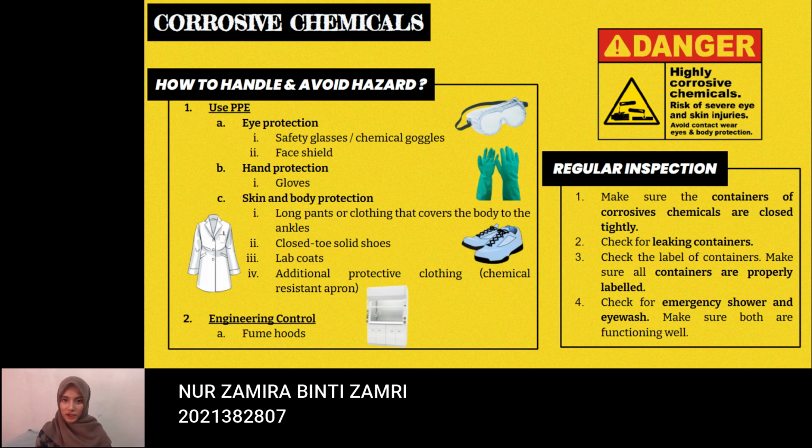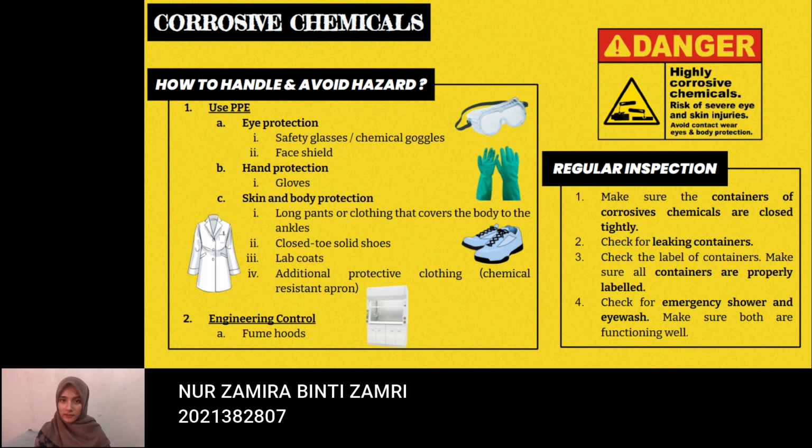Second, hand protection. It is a must to wear gloves when handling corrosive chemical, for example, nitrile chemical resistant gloves. Third, skin and body protection. Long pants or clothing that covers the body to the ankles, lab coat and closed shoes must be worn when handling these chemicals. For engineering controls, a fume hood can be used to provide protection against toxic fumes, vapors and dust.